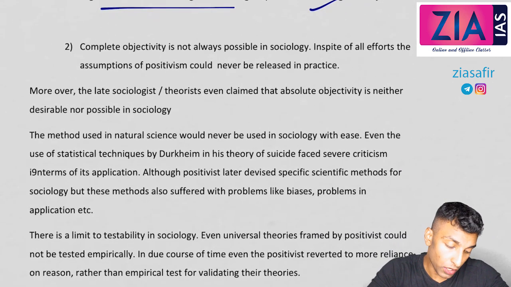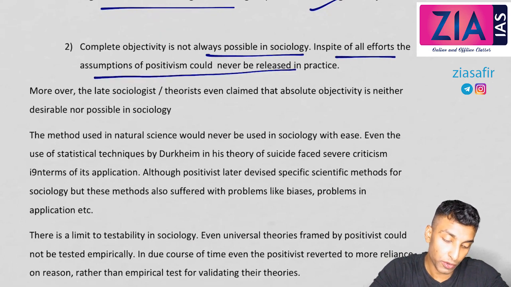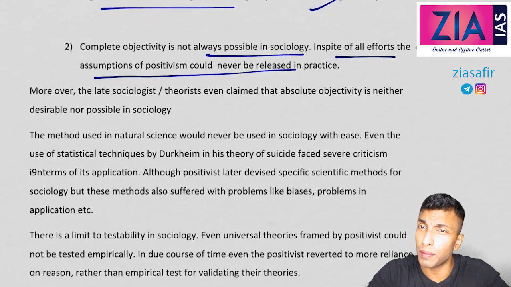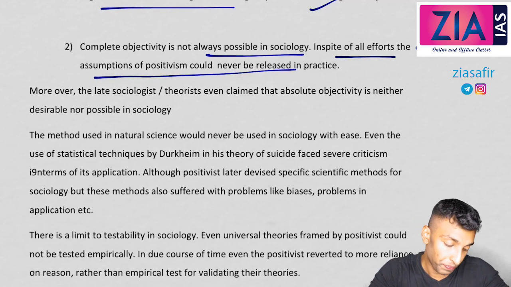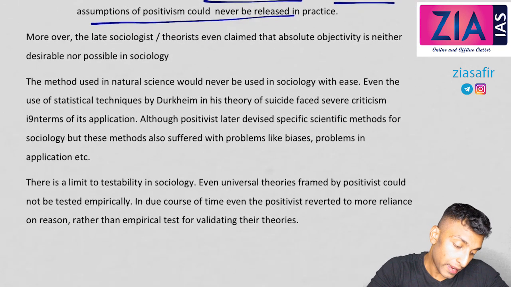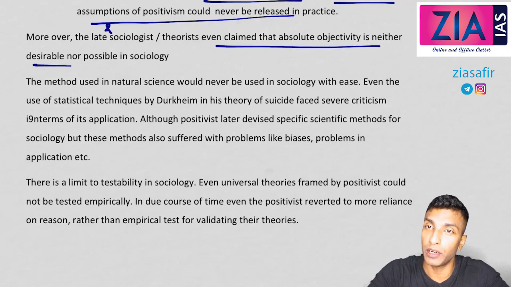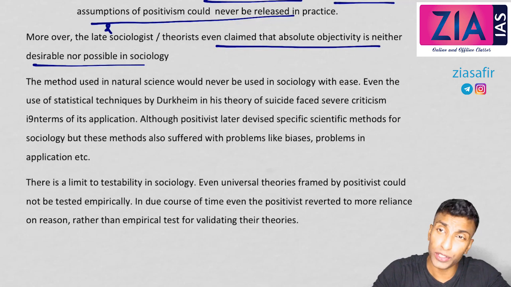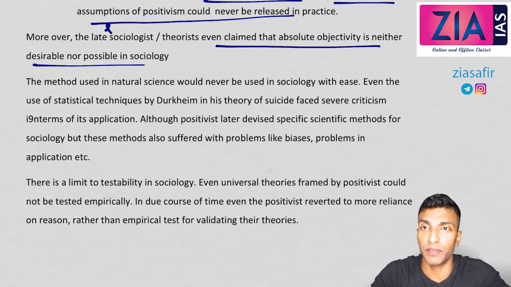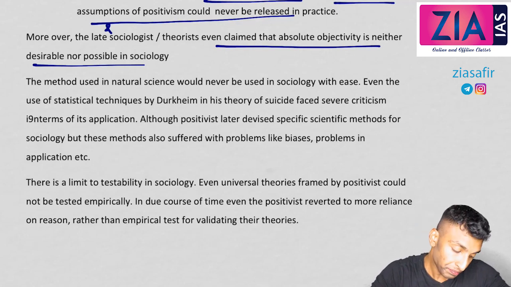Complete objectivity is not always possible in sociology. In spite of all efforts, the assumptions of positivism could never be realized in practice. And in fact, complete objectivity is neither desirable in sociology. We have discussed that in the previous session. Moreover, later sociologists or theorists even claim that absolute objectivity is neither possible nor desirable in sociology, because you are dealing with human beings and objectivity cannot be ensured completely.